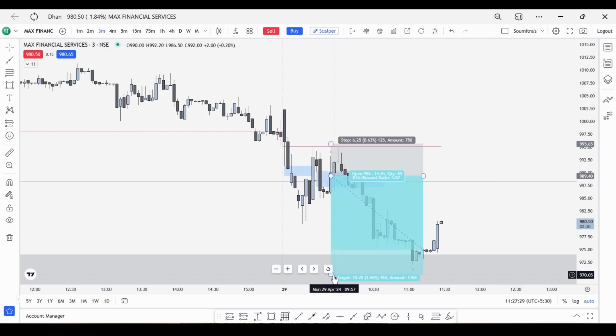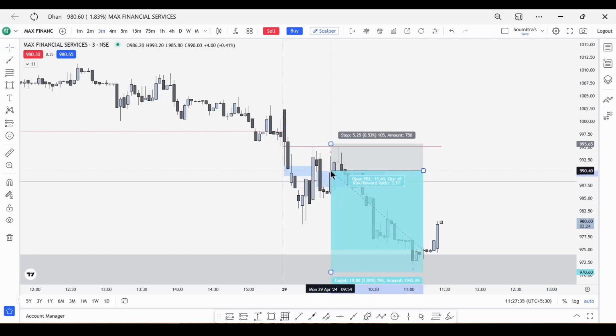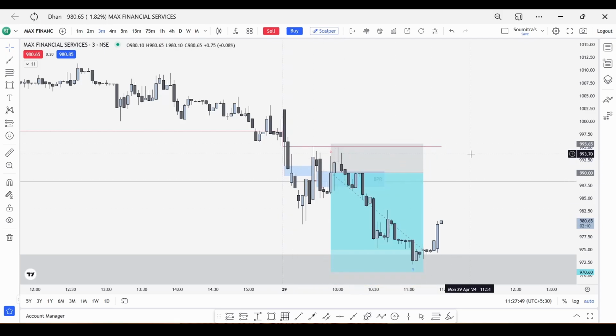So if you are determined to have 3:1, then better thing is to move your entry and adjust it accordingly so that it becomes 3:1. There is no point to move stop loss or target. These two should be fixed as per the chart.